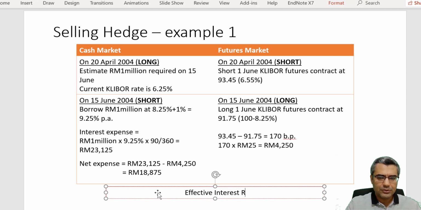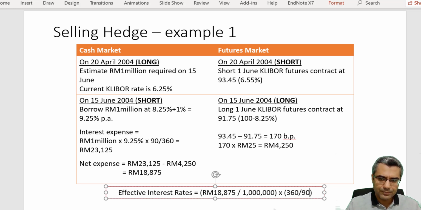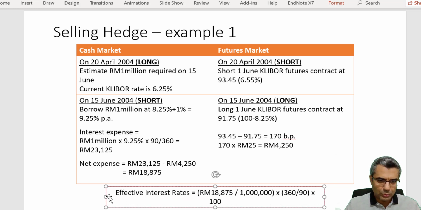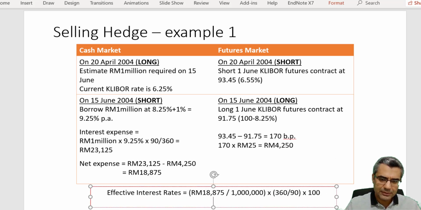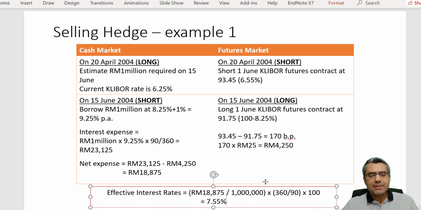So now, what is the effective interest rate? It is 18,875 divided by 1 million ringgit, which is the amount that you borrowed. Then you adjust it for 3 months, because you borrowed it for 3 months and now you want to convert it to a year. To report it in percentage, I multiply it by 100 and you will get 7.55%.